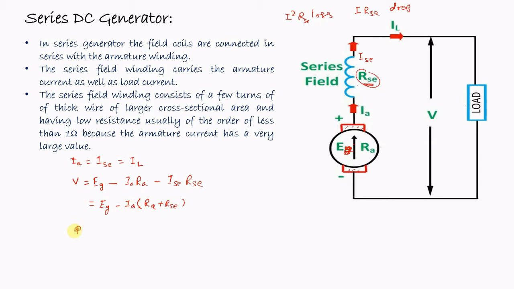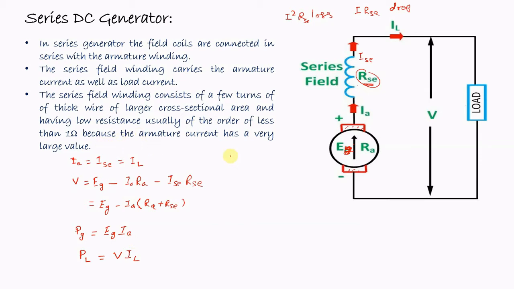The power developed in the armature, that is the generated power, is again Eg into Ia, that is generated EMF into armature current, whereas the output power, or the power on the load side, is V into IL. So these are the relations of the current, voltage, and power in case of DC series generator.